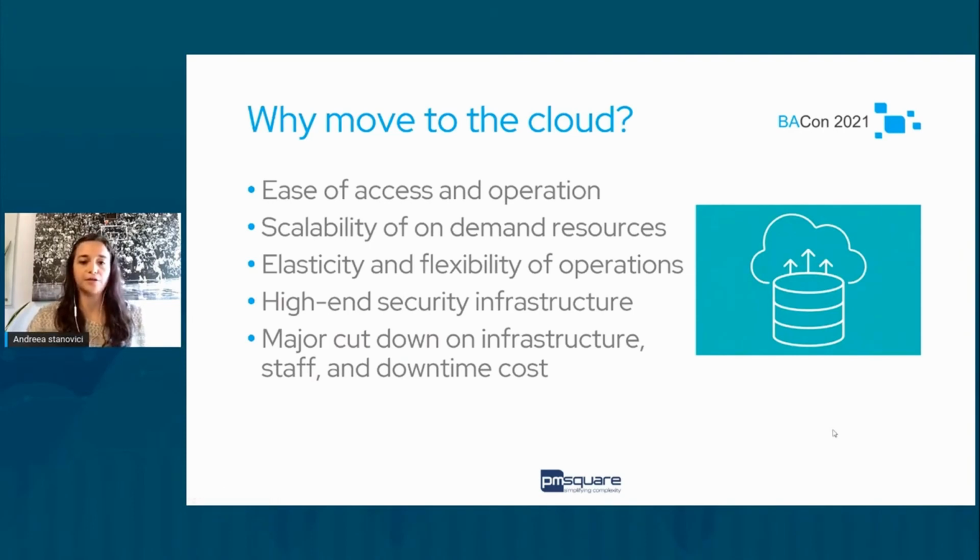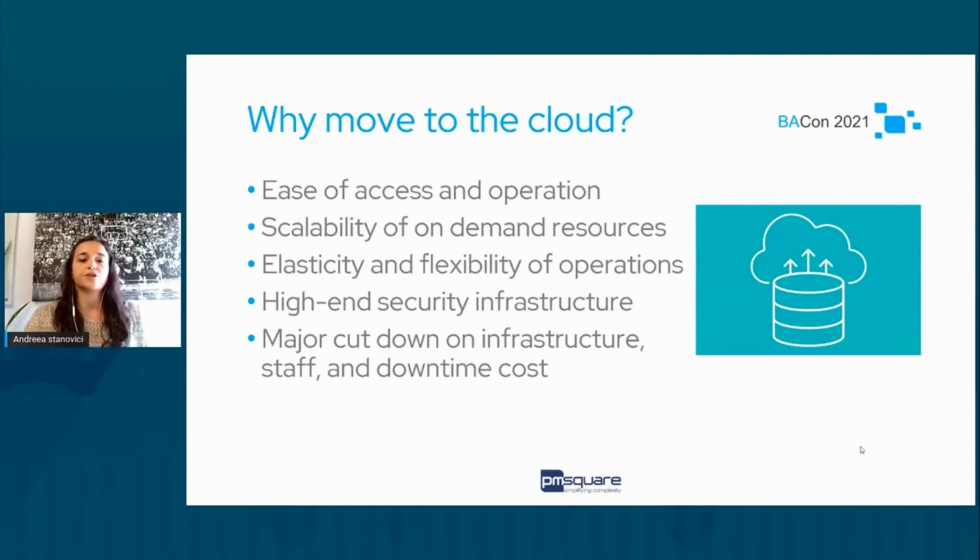Elasticity and flexibility of operations. You're no longer required to predict computing resources for the next couple of years. AWS's utility-based metering system helps give your business the elasticity to align your infrastructure to whatever the needs and the demand are. The high-end security infrastructure: you have several tools at your disposal which are put into place to help you keep your environment secure and encrypted, just to keep all of your data safe.